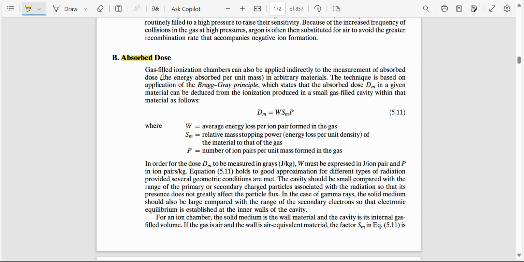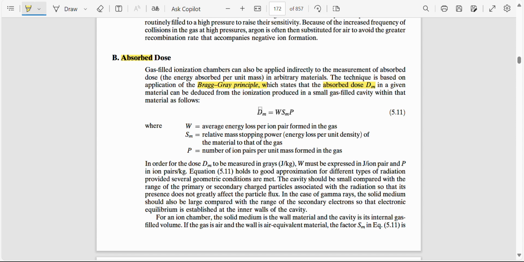A gas filled ionization chamber can also be applied indirectly to measure the absorbed dose, the energy absorbed per unit mass in an arbitrary material. The technique is based on the application of the Bragg-Gray principle. This is the principle used to measure the absorbed dose. The Bragg-Gray principle states that the absorbed dose, denoted by Dm, in a given material can be deduced from the ionization produced in a small gas-filled cavity within the material.